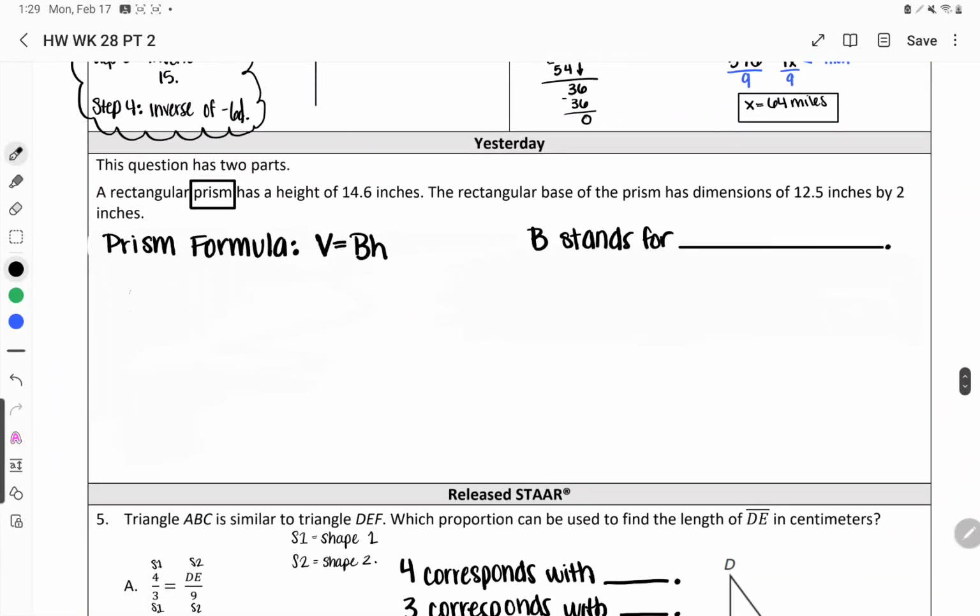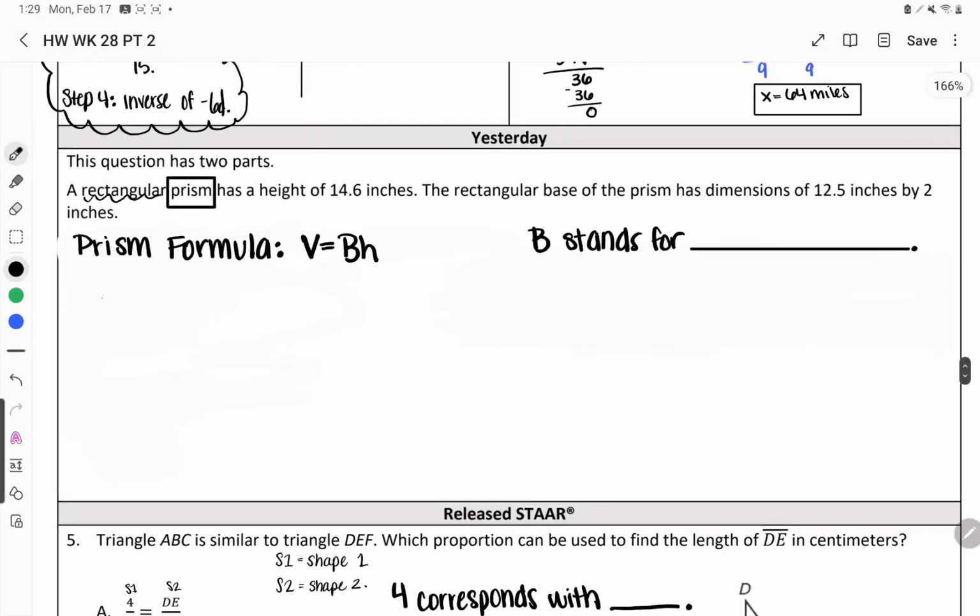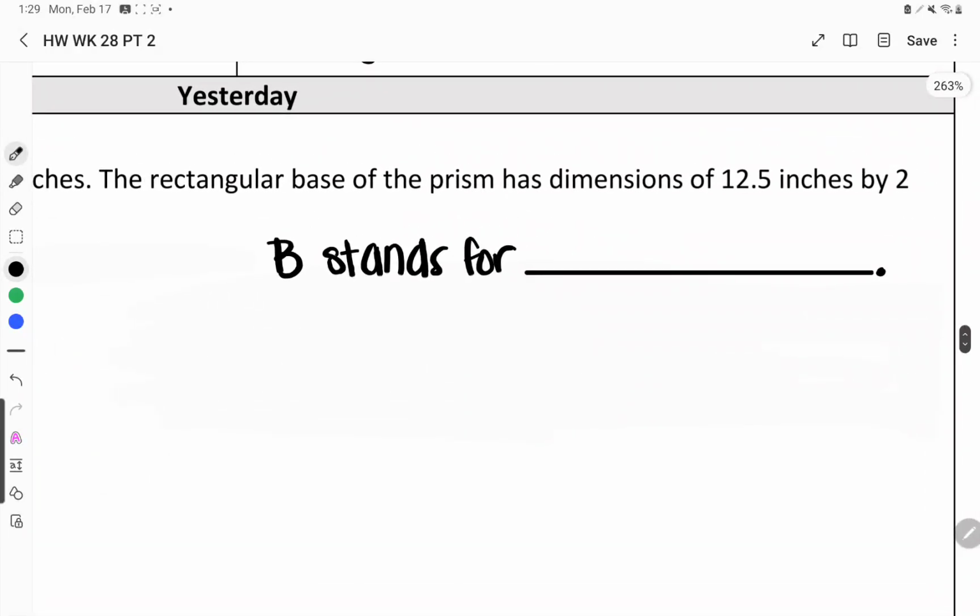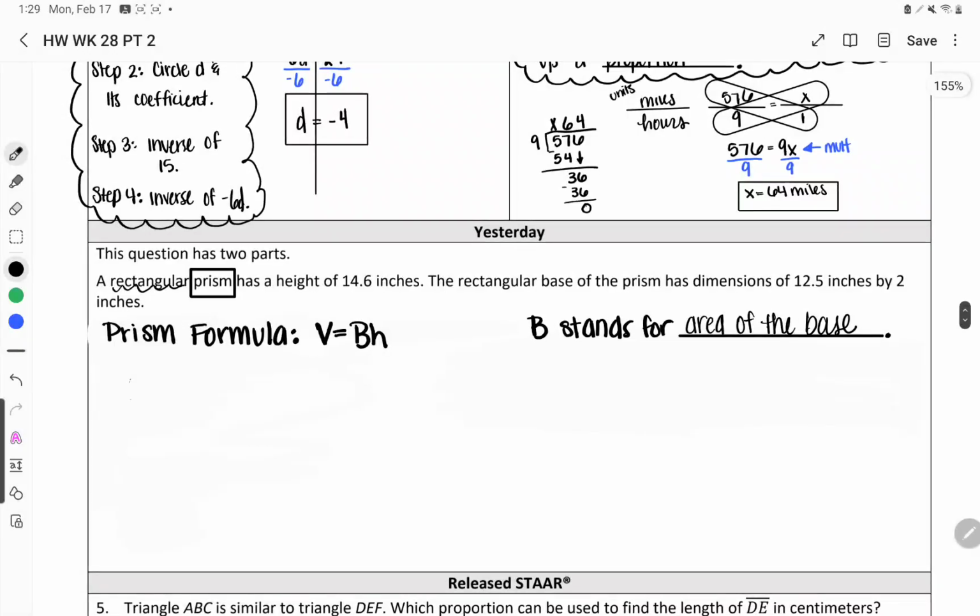Okay, a rectangular prism has a height of 14.6 inches, and I'm going to underline rectangular. The rectangular base of the prism has dimensions of 12.5 by 2 inches. So the first question it's going to ask us is, it says B stands for what? B stands for area of the base. Well, what is the shape of my base? My base is a rectangle. And what is the area formula for a rectangle? Length times width.